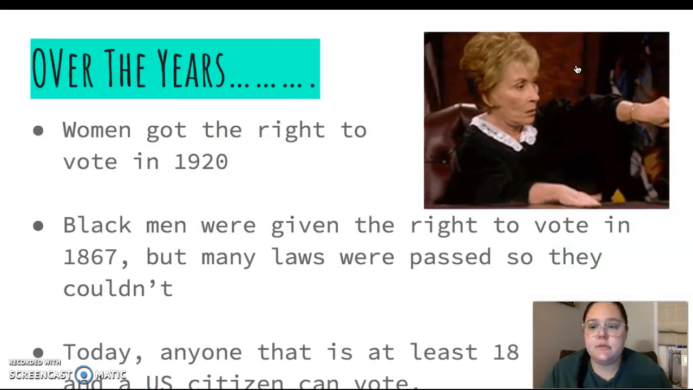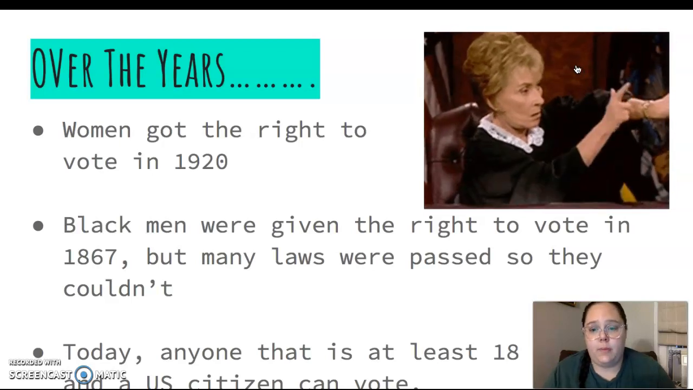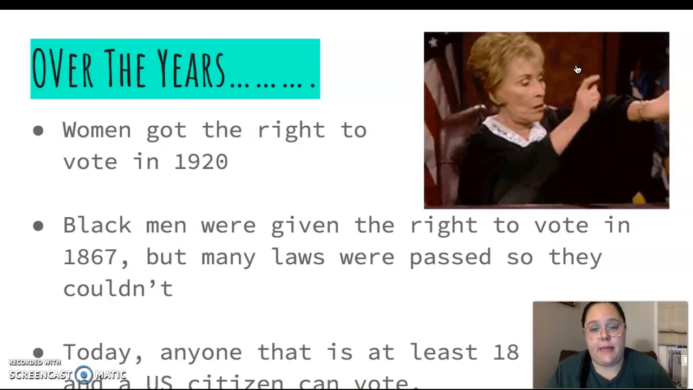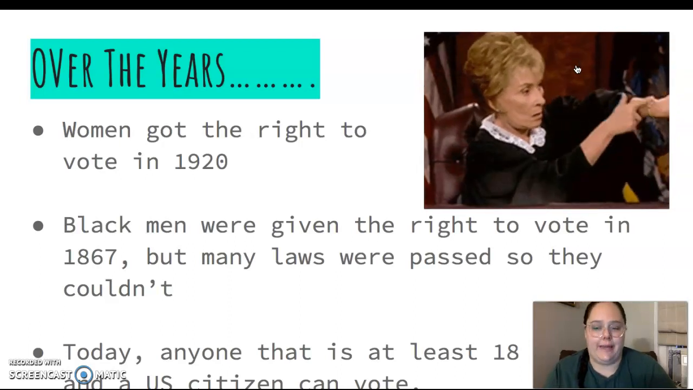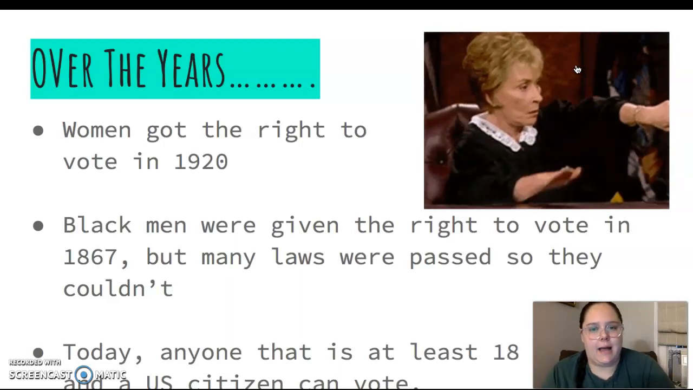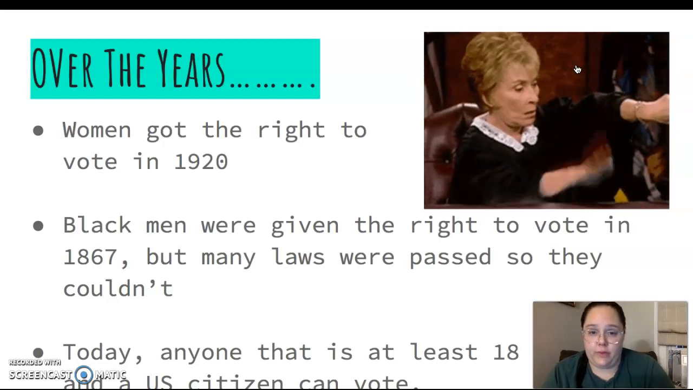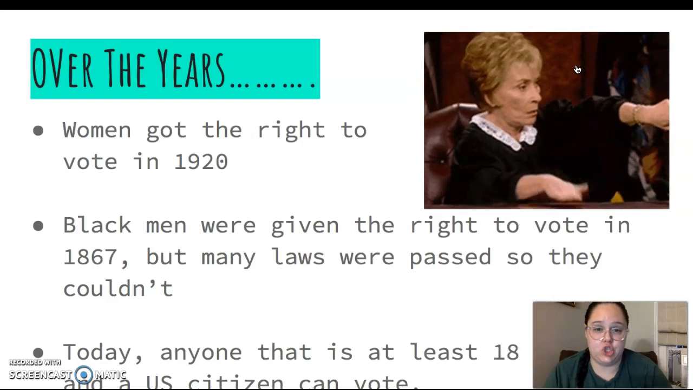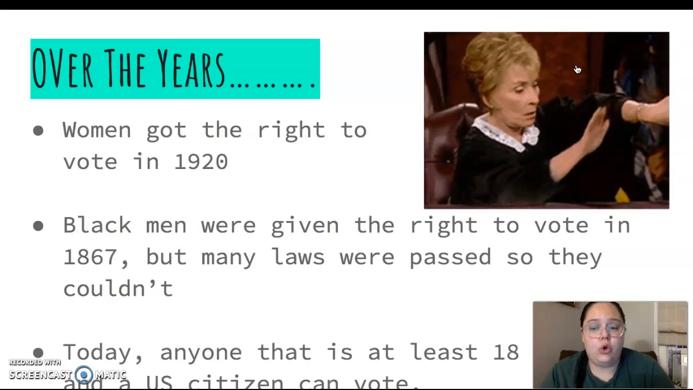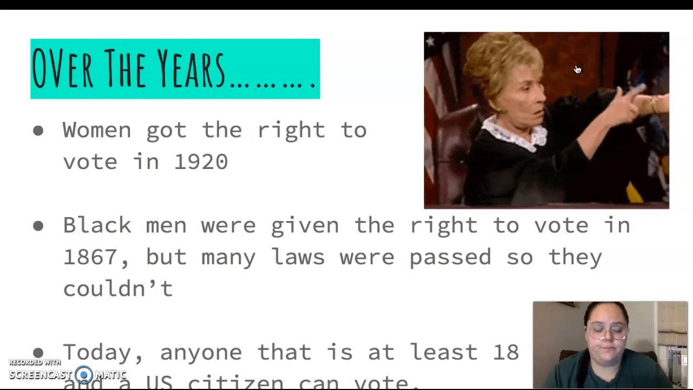Over the years, people fought for their rights to vote, and women finally got the right to vote in 1920, and black men were given the right to vote in 1867, but there were many laws that were passed, especially in the South, that made it so that they couldn't vote and they didn't have the freedoms that they should. So today, anyone that is 18 years old and a U.S. citizen has the right to vote.